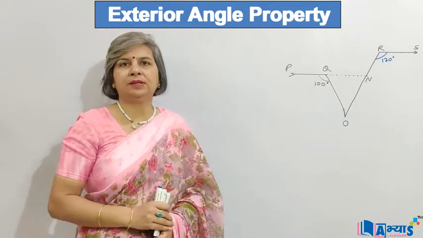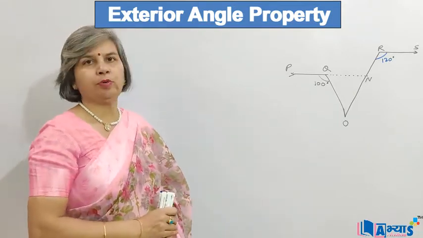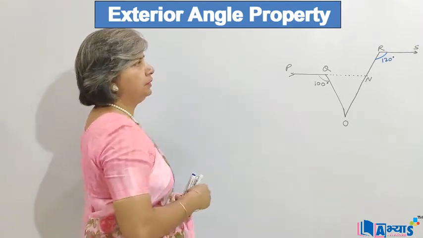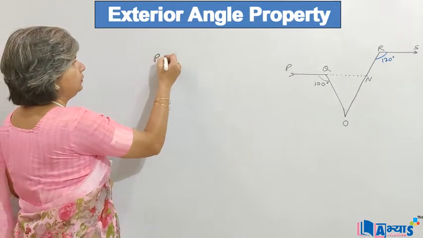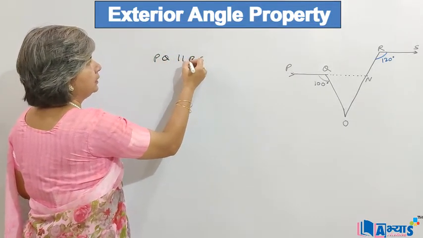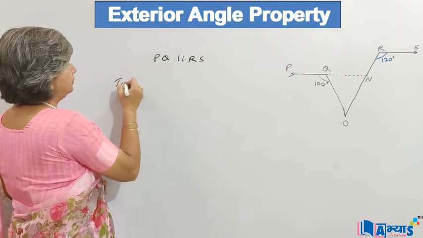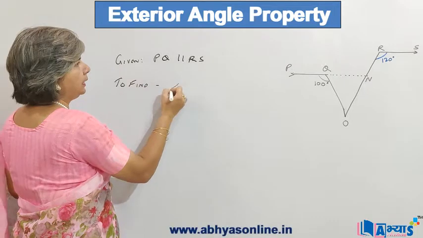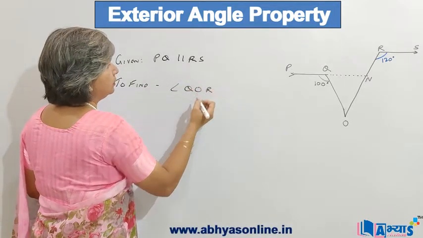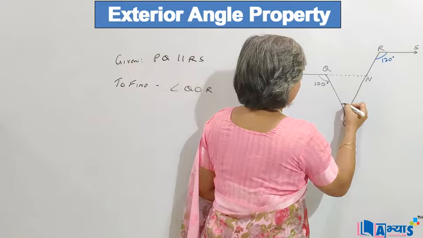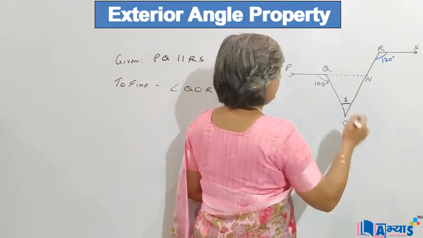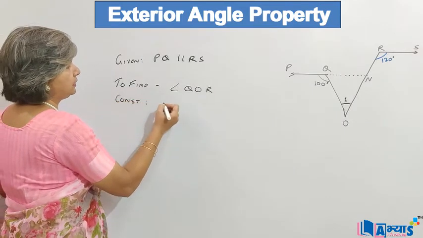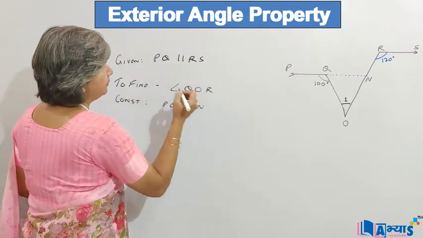Now let us discuss another question on the concept of exterior angle property of a triangle. We have been given a figure in which PQ is parallel to RS, and we are supposed to find angle QOR. Let us name it as angle 1. The construction that we have done here is that we have extended PQ to N.